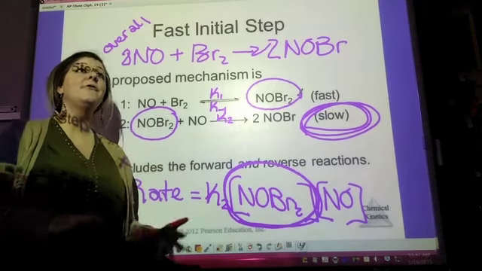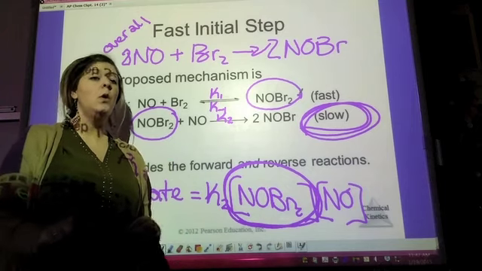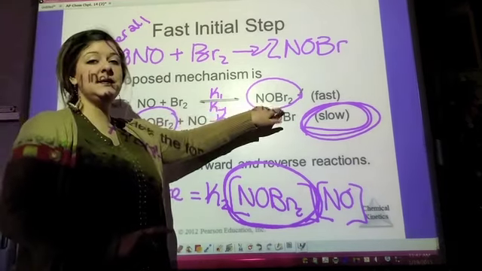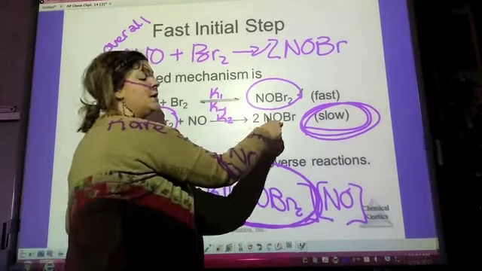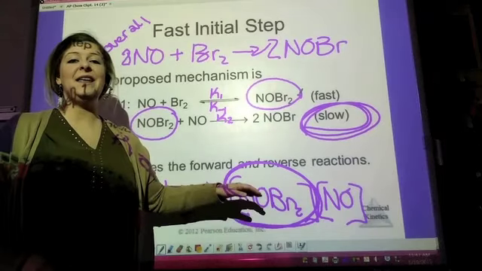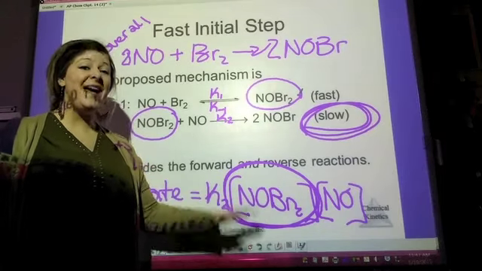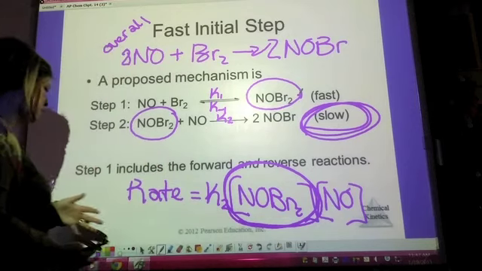Are we really ever able to find the concentration of an intermediate? No, because as soon as this is made over here, it's going to be completely consumed by NO to make my products during that slow step. So I never want an intermediate in my rate law ever, because it's so hard for us to find the concentration of those.